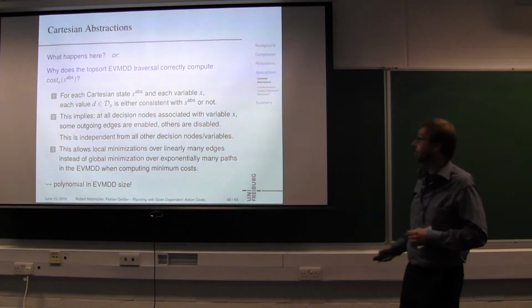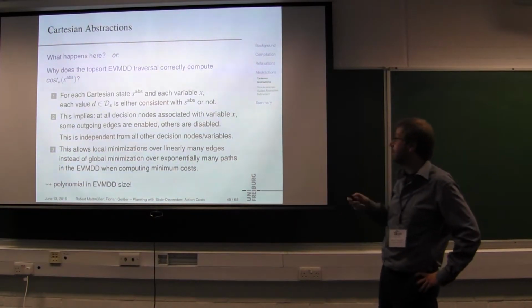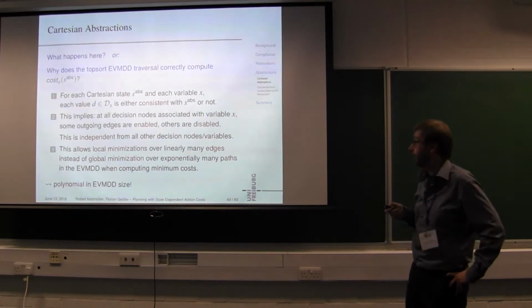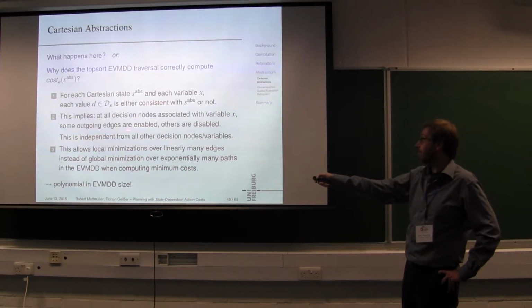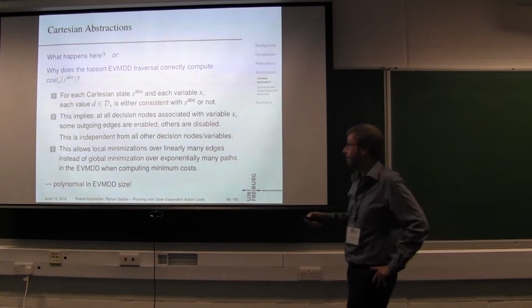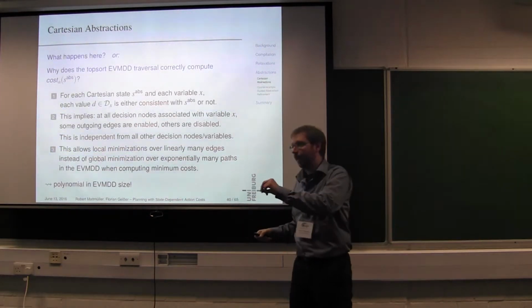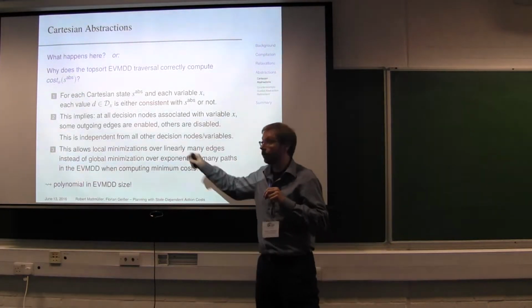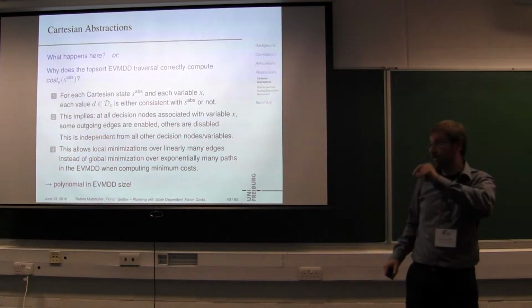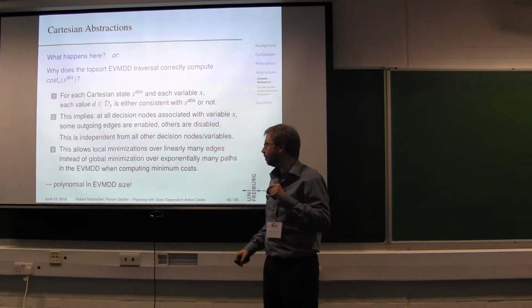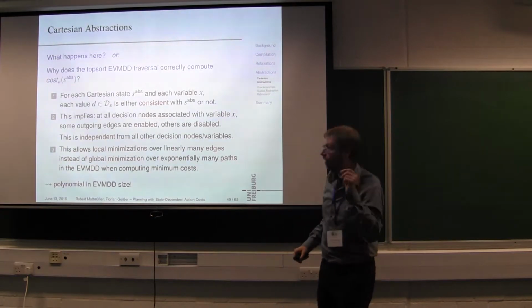That's just the same story again in writing. For all decision nodes associated with any variable x, some outgoing edges are enabled, others are disabled. And the important thing is that whether an edge is disabled or enabled is independent of whether outgoing edges of any other decision nodes labeled with other variables are enabled or not.